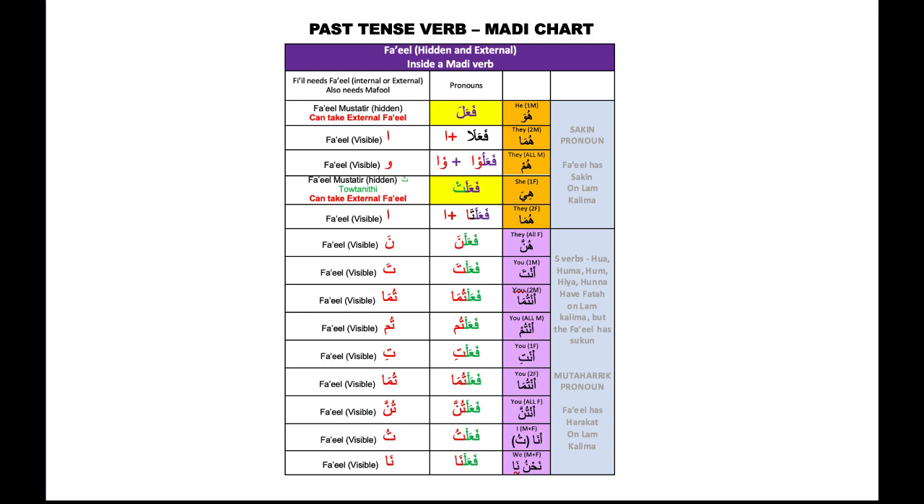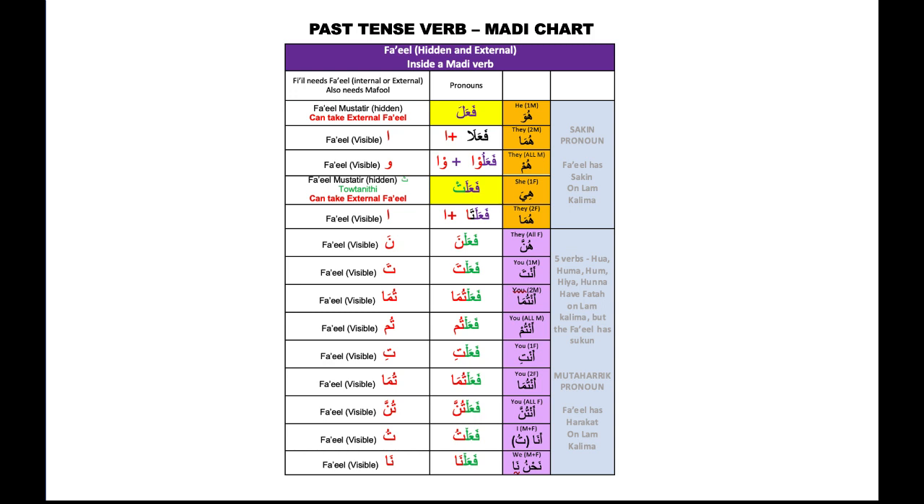Please pay attention. From hunna downward up to nahnu, lam kalima, lam letter takes sukun. So until hunna, lam kalima had fatah. But as soon as hunna comes, lam kalima takes a sukun and it continues up to the end. So it's fa'alna for hunna.